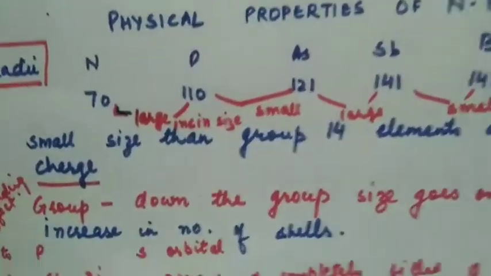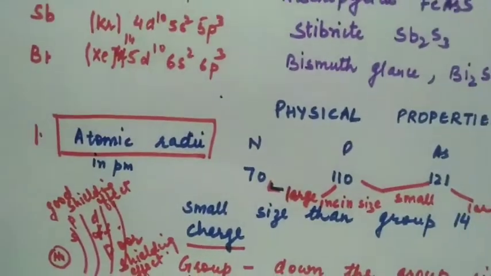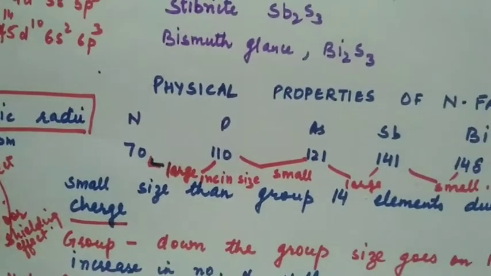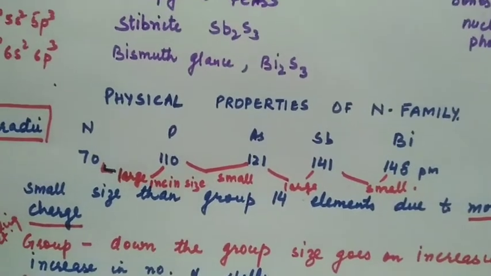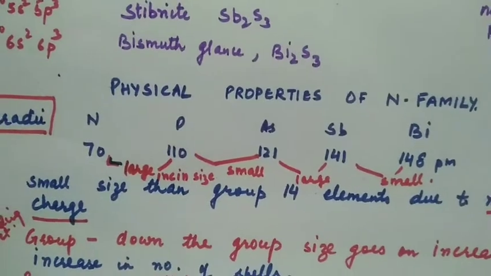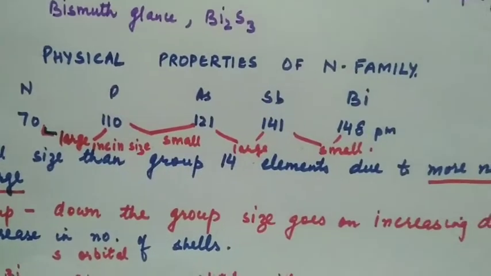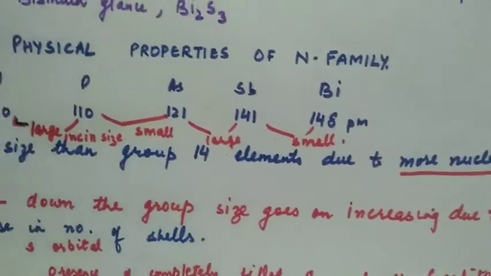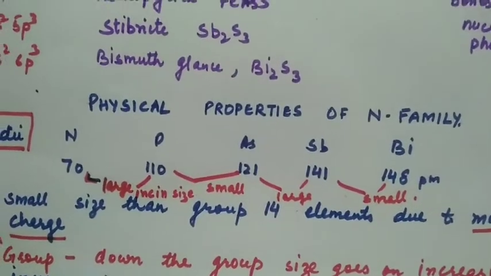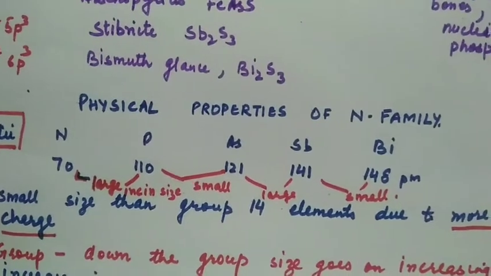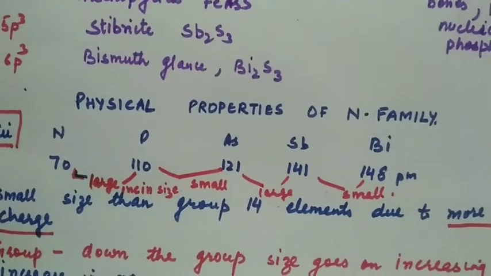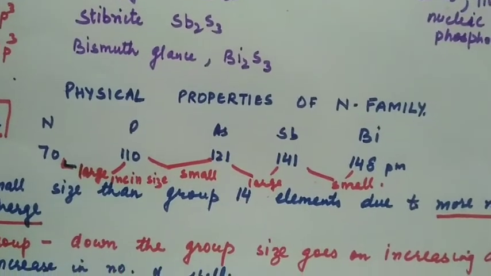Physical properties of the nitrogen family. First physical property that we consider is atomic radius. Atomic radius of group 15 elements is less than that of group 14 elements, due to more nuclear charge. Down the group, nitrogen has radius 70 picometer, phosphorus 110 picometer, arsenic 121, antimony 141 and bismuth 148.